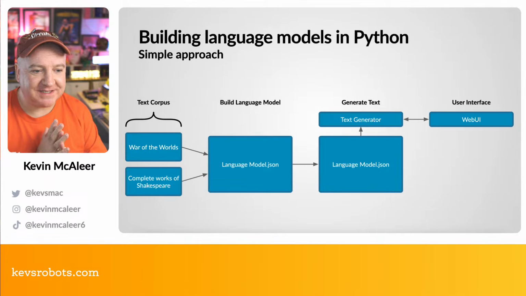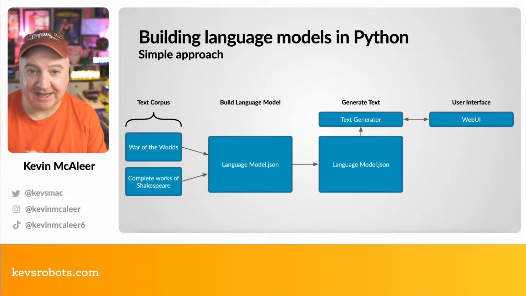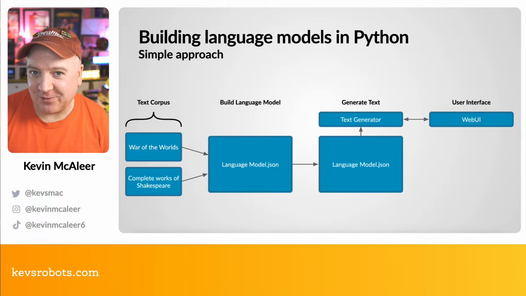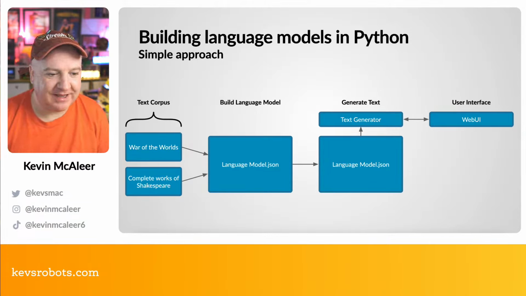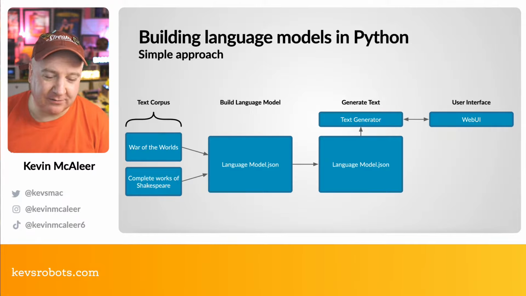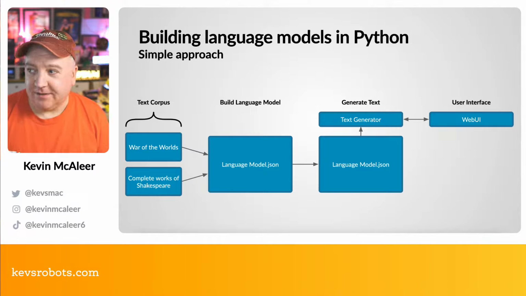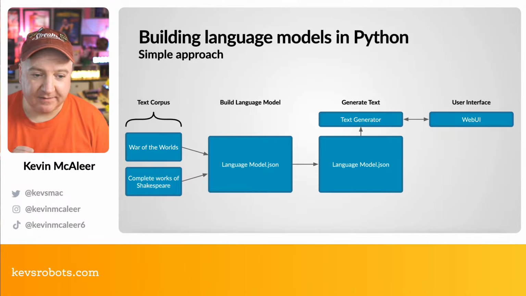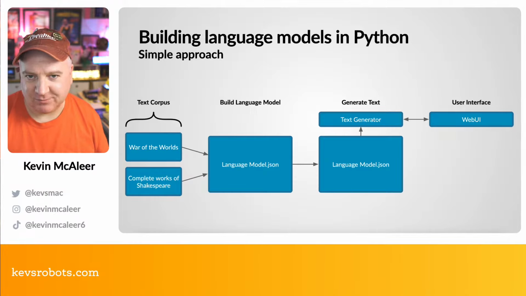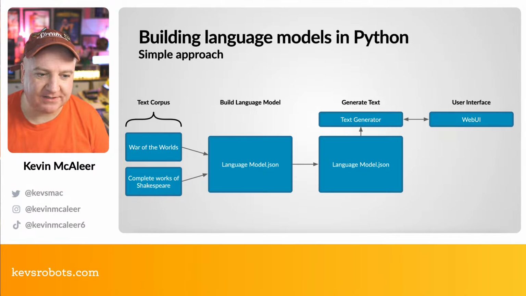So this is how we're going to do this today. We are going to get a corpus of text. We're going to use War of the Worlds by H.G. Wells. We're going to get the complete works of Shakespeare. And there's also a whole bunch of other books that I've downloaded from the Gutenberg project, which allows you to download any text work for free because it's gone out of copyright and they've kept it down this website. You can just download it as an ebook or plain text and so on.